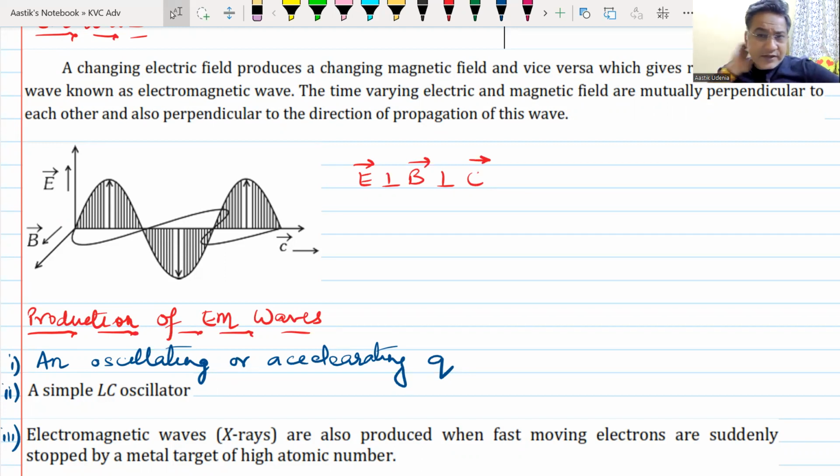To produce an EM wave, we need an oscillating or an accelerating charge. It can also be produced by an LC oscillator. X-rays are also electromagnetic waves. When fast moving electrons are stopped by a metal, we also have EM waves. These things are coming, so please note them down very carefully. Do we understand this? Yes, sir.